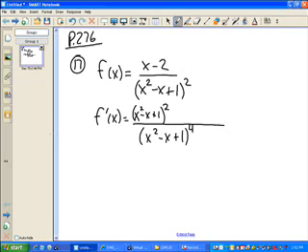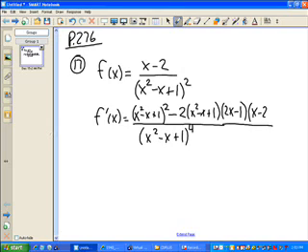Times the derivative of the top, which would be just simply 1, so I don't really need to write anything, minus the derivative of the bottom. Now when I do the derivative of the bottom, I have to do the old chain rule. So it's going to be 2x squared minus 1x, or just minus x, plus 1 to the first power. Derivative of the inside is 2x minus 1, and times the top, which would be x minus 2.